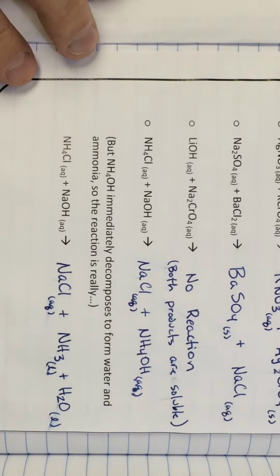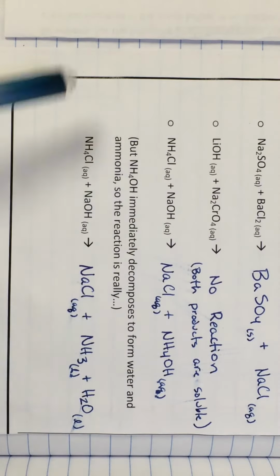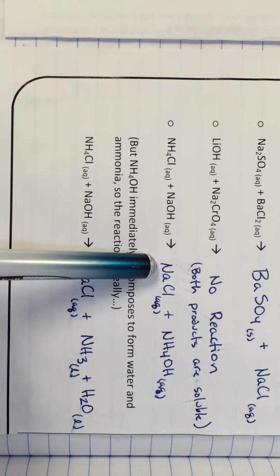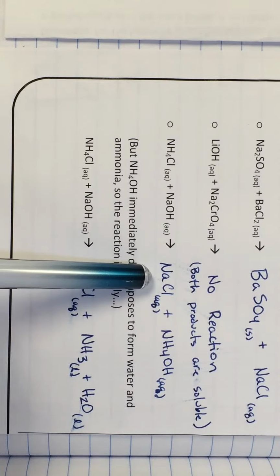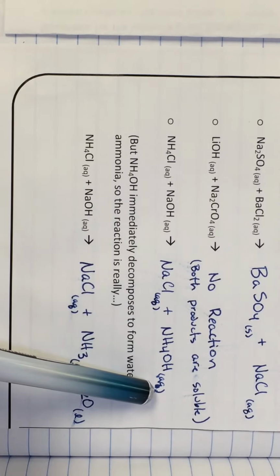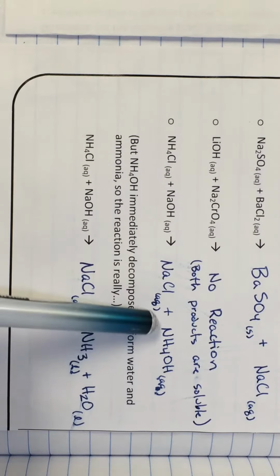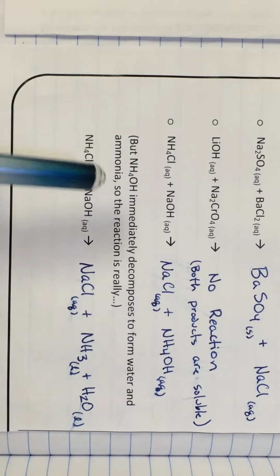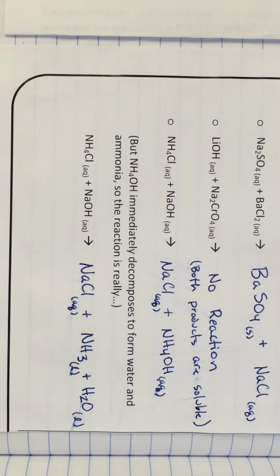The last example is a bit of an odd case. We have ammonium chloride reacting with sodium hydroxide, which should form sodium chloride, which is soluble, and ammonium hydroxide, which is soluble. So what you should be saying to yourself right now is no reaction occurs. It forms two aqueous products, so nothing's going to really change. However, this is a different case from any of the others that we're going to look at, in that ammonium hydroxide forms ammonia and water, both of which are liquids.